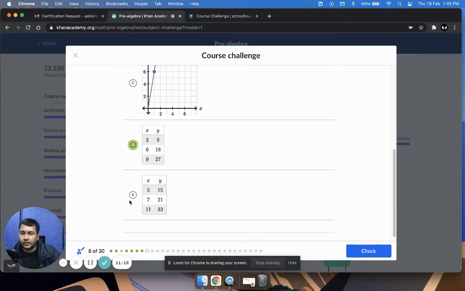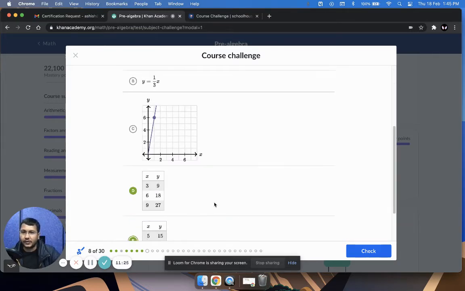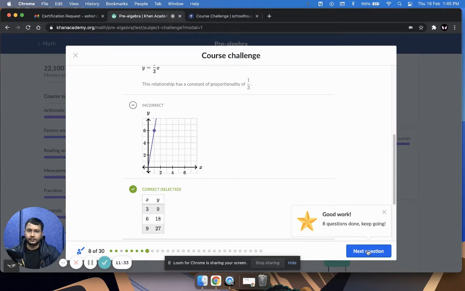Oh, we have an E option. Very interesting. E is 5 times the... Awesome. Usually you have 4 options, so you don't scroll down, but thankfully we have one more option. 5 times 3 is 15, 7 times 3 is 21. Okay, D and E, good to go.